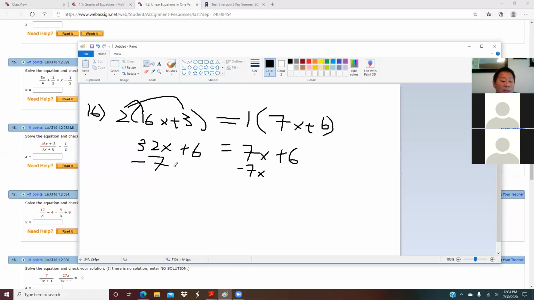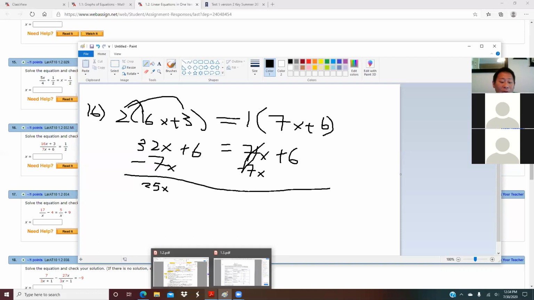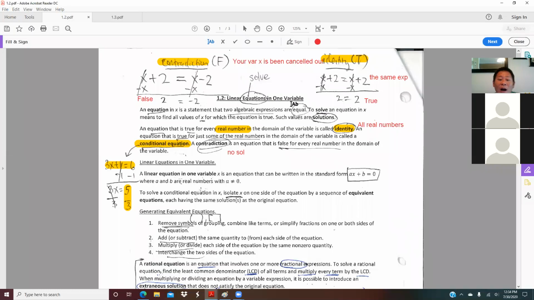And you notice that when you subtract 7x, only this cancels out. This still gives you 25x. Okay, and don't forget, when I tell you about contradiction or identity, both your variable x is being canceled out. If you look at this, your x is canceled out here and your x is canceled out here. Same thing with this. So if your x is canceled out on both sides, you will get contradiction or identity.